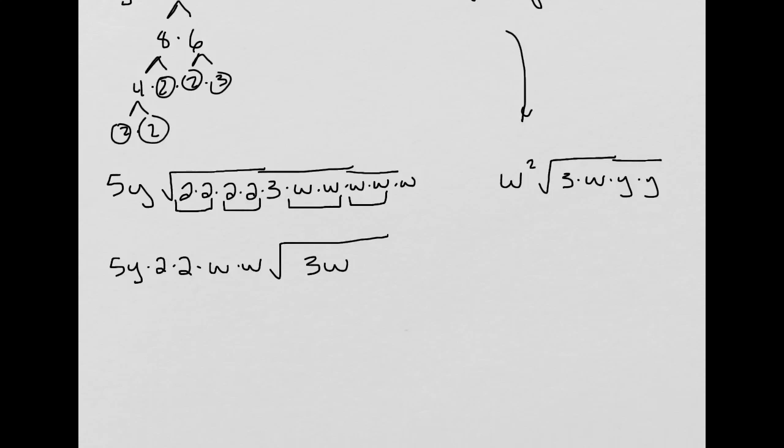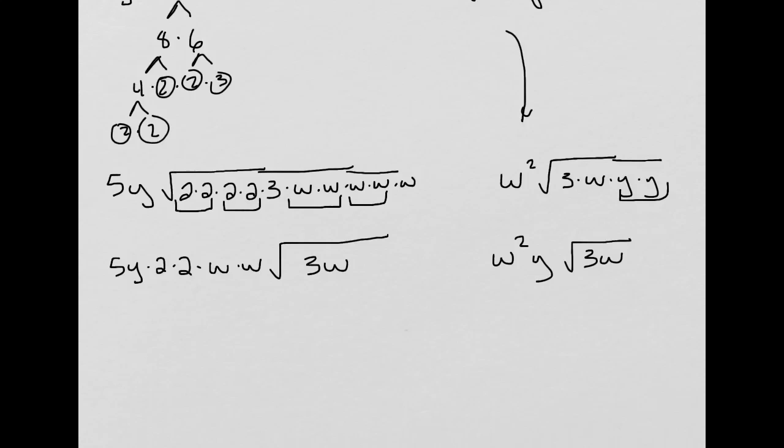When I look at my second term, I've got the w squared on the outside. On the inside, there's nothing that I can do with this 3 since he doesn't have a partner. There's nothing I can do with the w since he doesn't have a partner. But if I look at the y's, I've got a y times y. So I can pull a y out. And then I have the 3w left underneath.